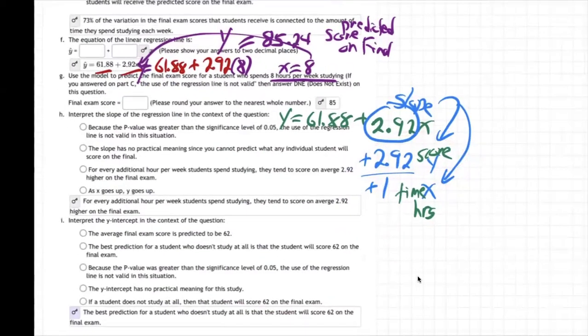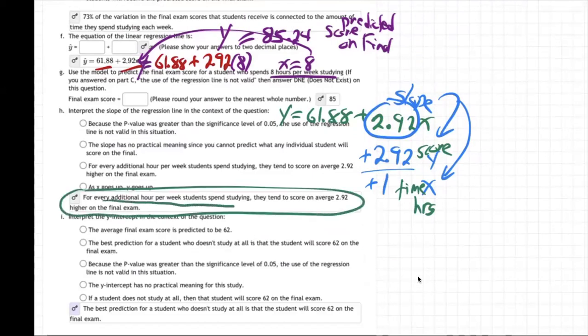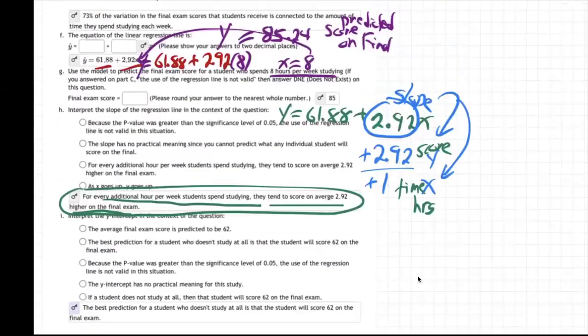And so, right down here, that's why we have this answer right here: for every additional hour per week studying, they tend to score on average 2.92 higher on the final. Finally, last question.